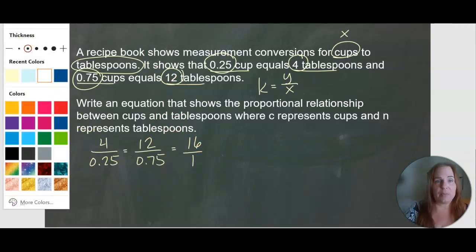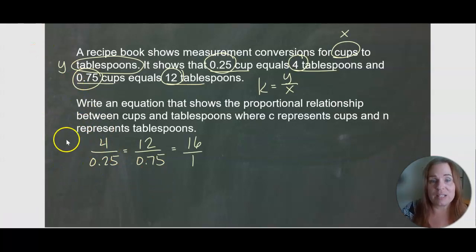The top of my fraction is tablespoons. So I'm going to write that with a capital T, right? This is tablespoons. The bottom of my fraction is cups. So this tells me that 16 tablespoons equals 1 cup.